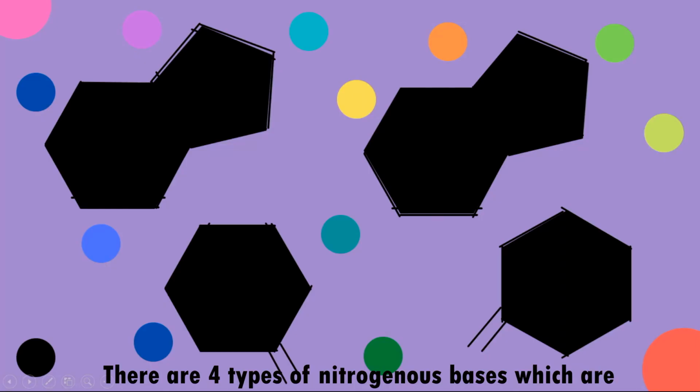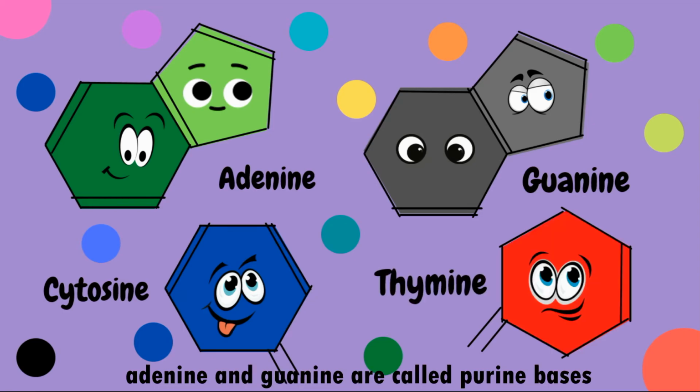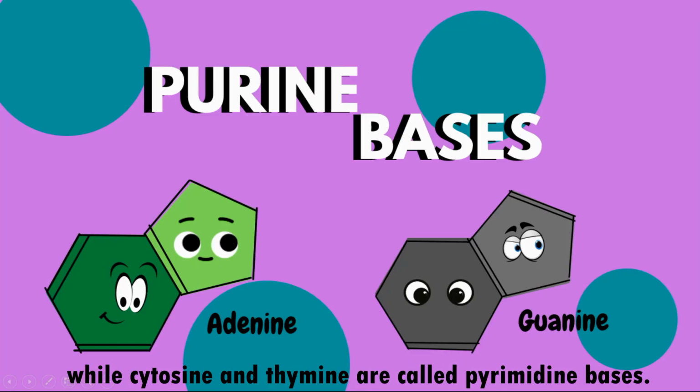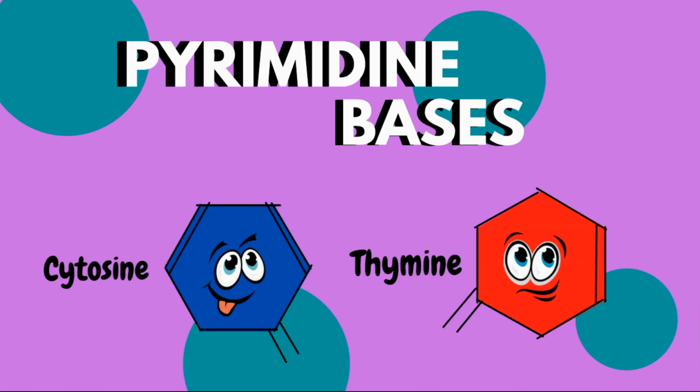There are four types of nitrogenous bases, which are adenine, guanine, cytosine, and thymine. Adenine and guanine are called purine bases, while cytosine and thymine are called pyrimidine bases.